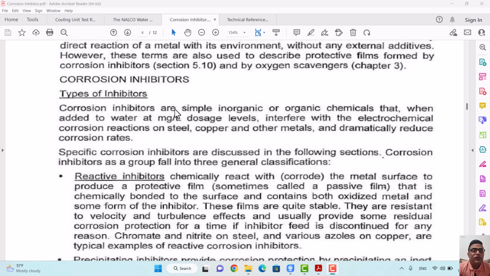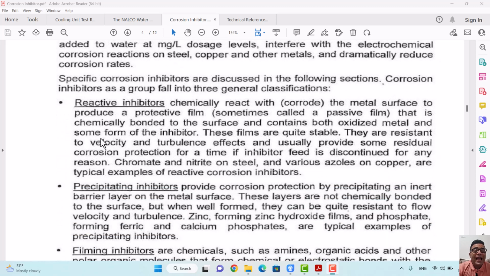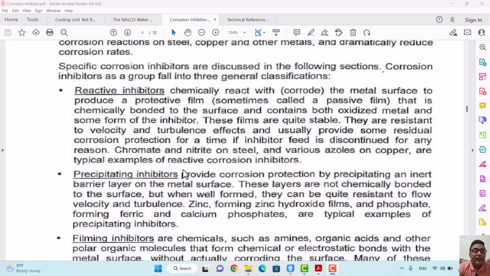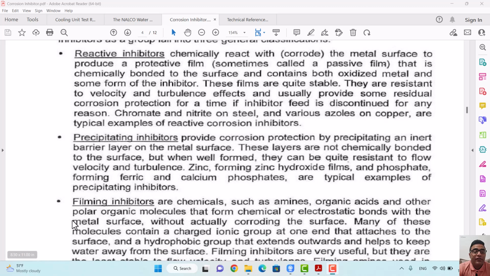Now let's move to the corrosion inhibitor categories and types. Corrosion inhibitors are simple inorganic or organic chemicals that when added to water at ppm dosage levels interfere with electrochemical corrosion reactions on steel, copper or other material and dramatically reduce corrosion rates. Specific corrosion inhibitors are discussed in the following sections. Corrosion inhibitors as a group fall into three general classifications: reactive inhibitors, precipitating inhibitors, and filming inhibitors.